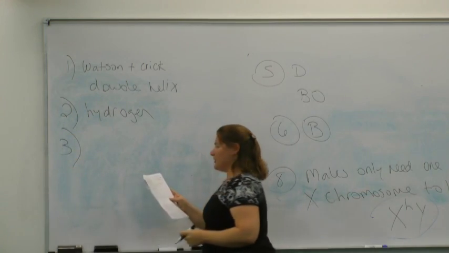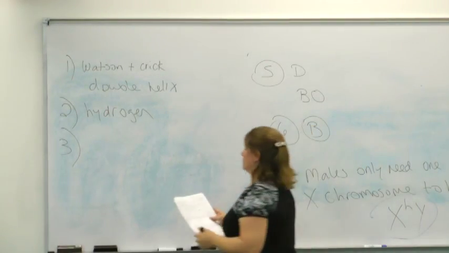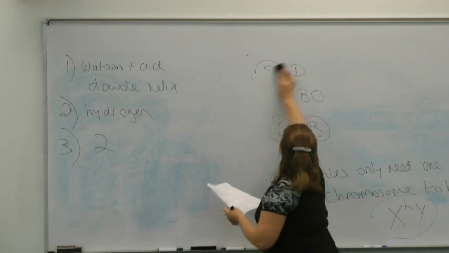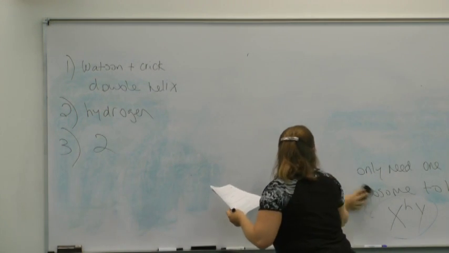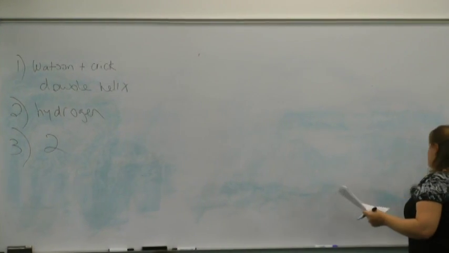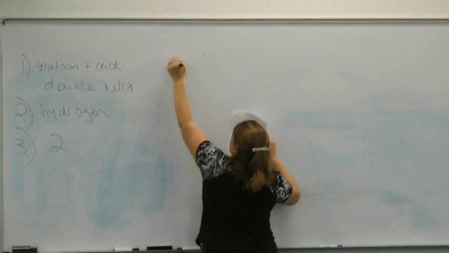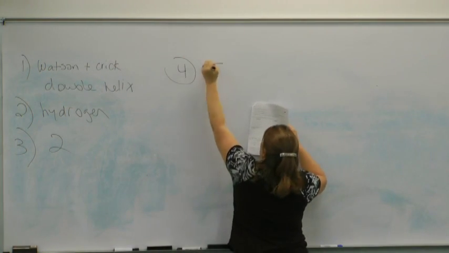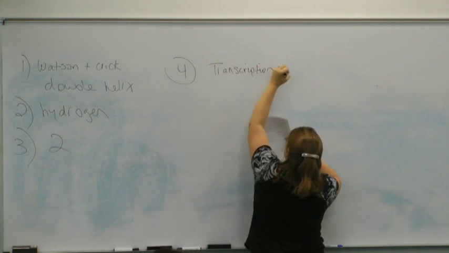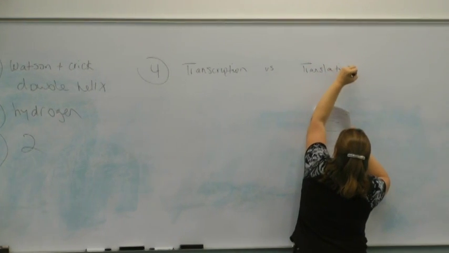After DNA replication, how many identical molecules of DNA are produced? 2 identical molecules of DNA. All right, now we're going to summarize the processes of transcription and translation. So we want to say, where do they occur and what happens? So number 4, transcription versus translation.